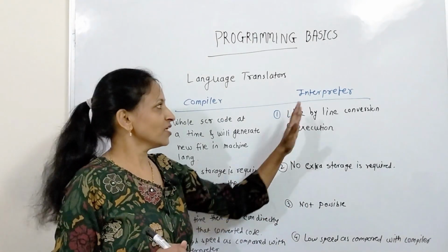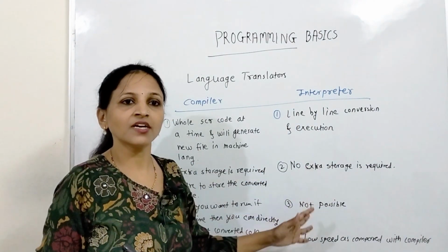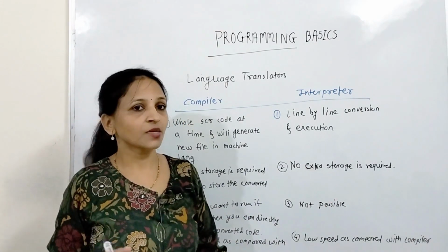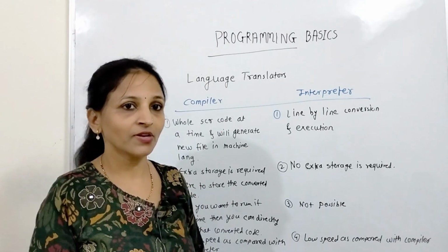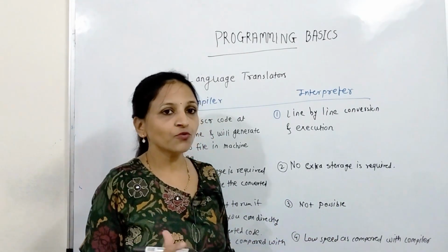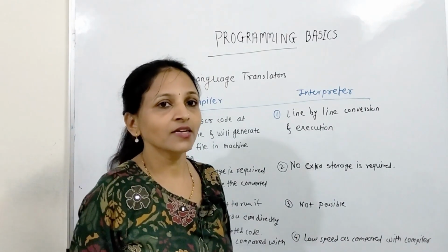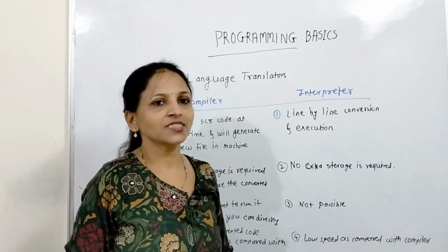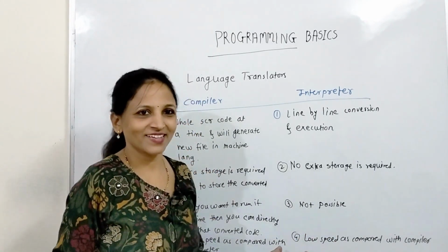Now in case of an interpreter, what will happen here? Line by line conversion and execution is there. The intermediate file that is generated will not be stored, that's why no extra space is required. Then if you want to run it again, you have to convert it again and run it. And next, these are low speed as compared with a compiler.